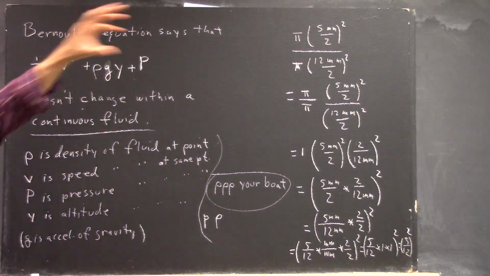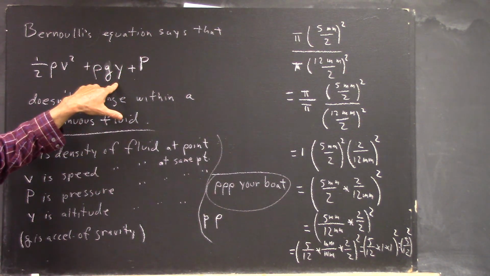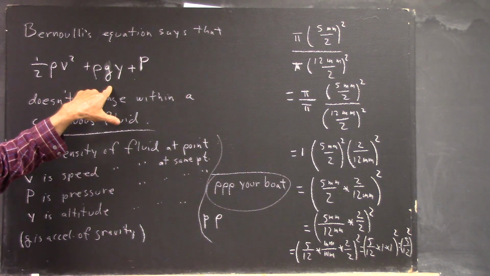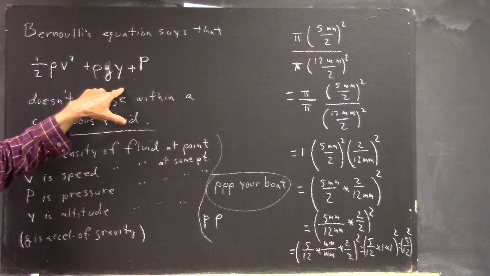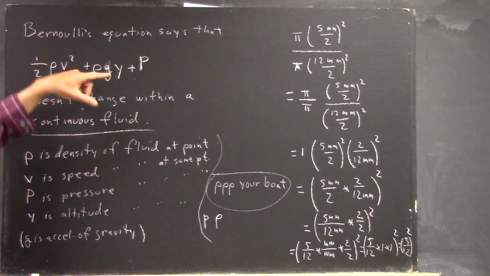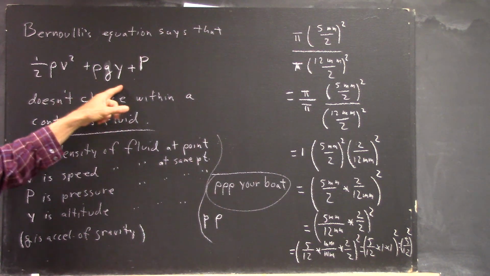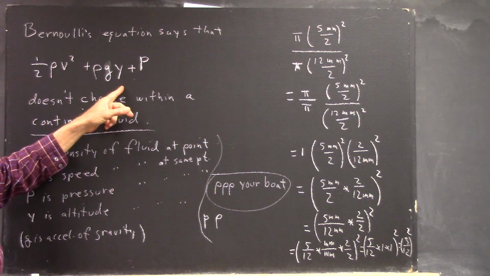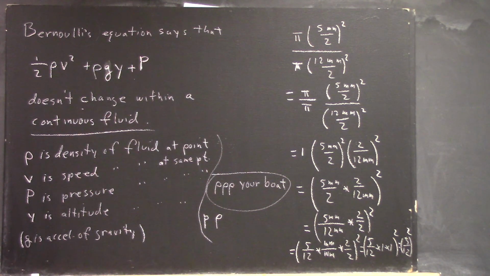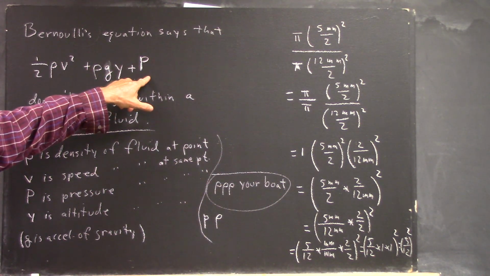Because from A to B, this is decreasing, right? I mean, rho's positive, acceleration of gravity is a positive constant. So if y is less at B than it is at A, then if you go from A to B, this decreases. But the whole thing has to stay the same, and this isn't changing, so the pressure has to increase.